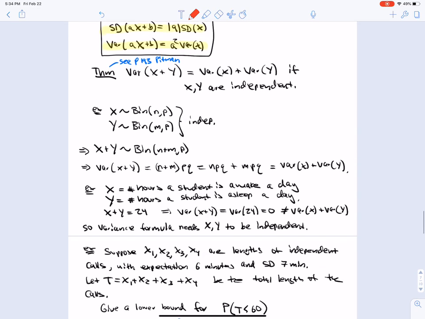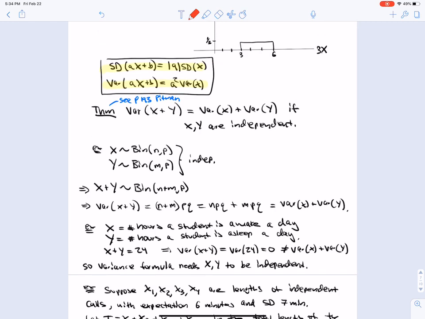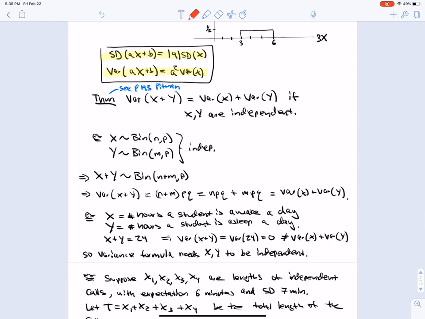So we have this important result that the variance of x plus y is the variance of x plus the variance of y if x and y are independent. We can see that's true for independent binomials, because we know that x plus y is binomial with n plus m and p, and the variance of x plus y is then n plus m times pq, which is n times pq plus m times pq, which is the variance of x plus the variance of y. So it's confirmed there.